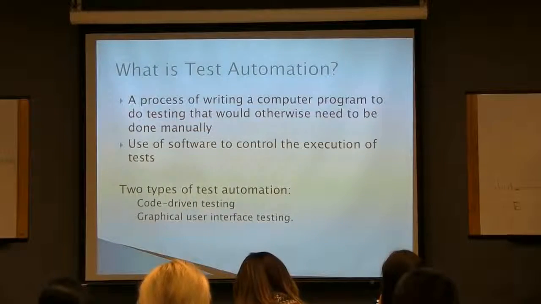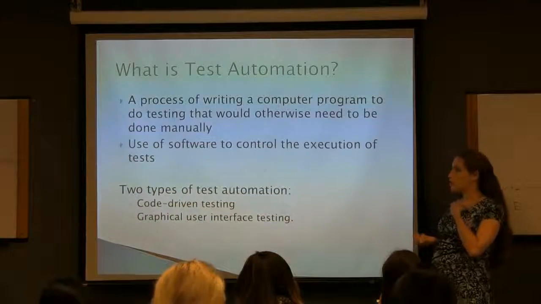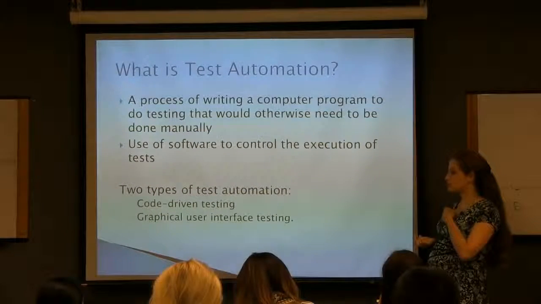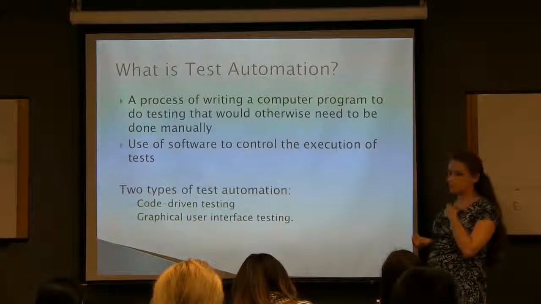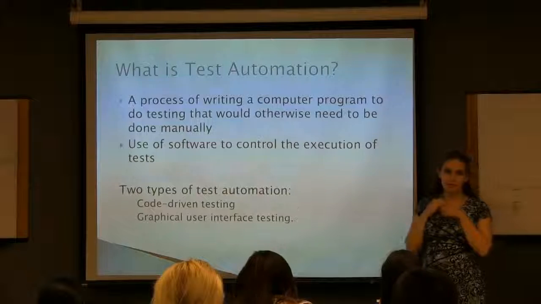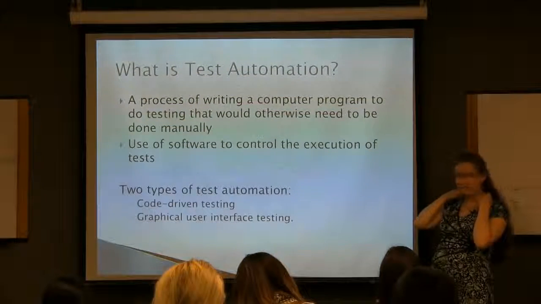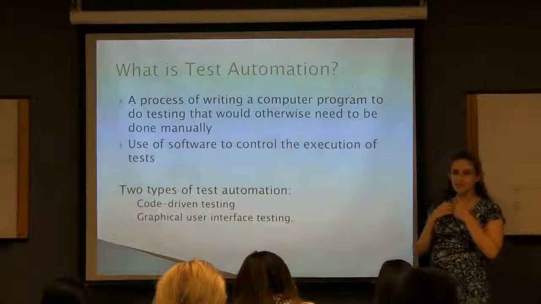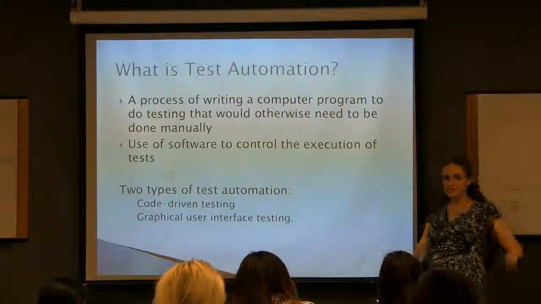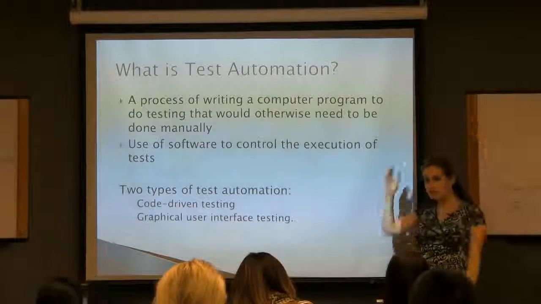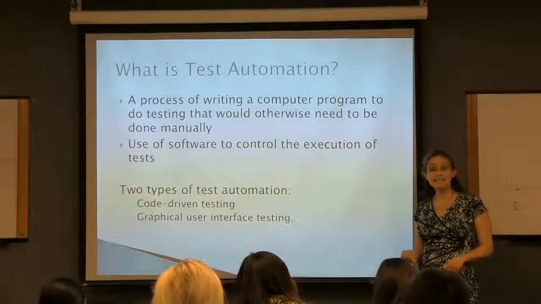All right, so there are 2 types of test automation: code-driven testing and graphical user interface testing. Which one do you think our stuff falls under? So let's do this. If you think it's the first one, raise your hand. Come on. If you think it's the second one, raise your hand. If you haven't raised your hand, raise your hand. Oh, honest people, good job. All right, it's actually both.